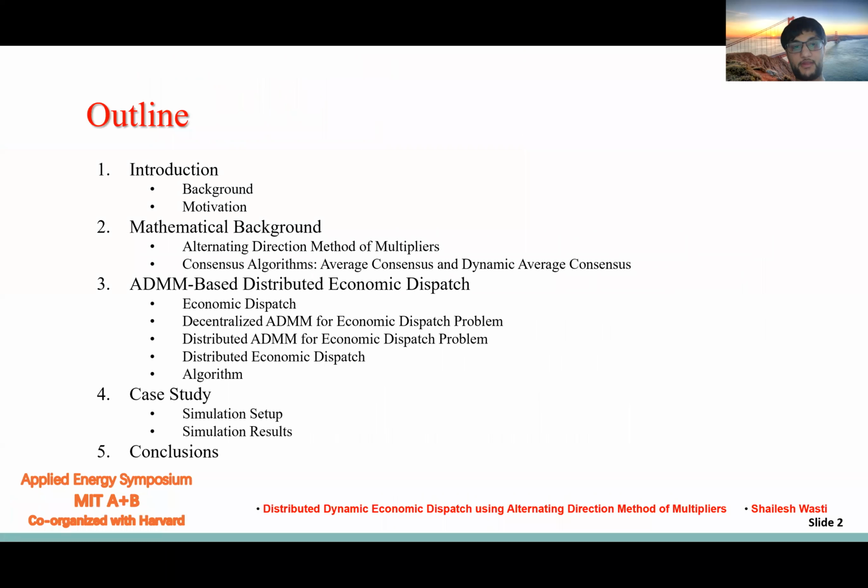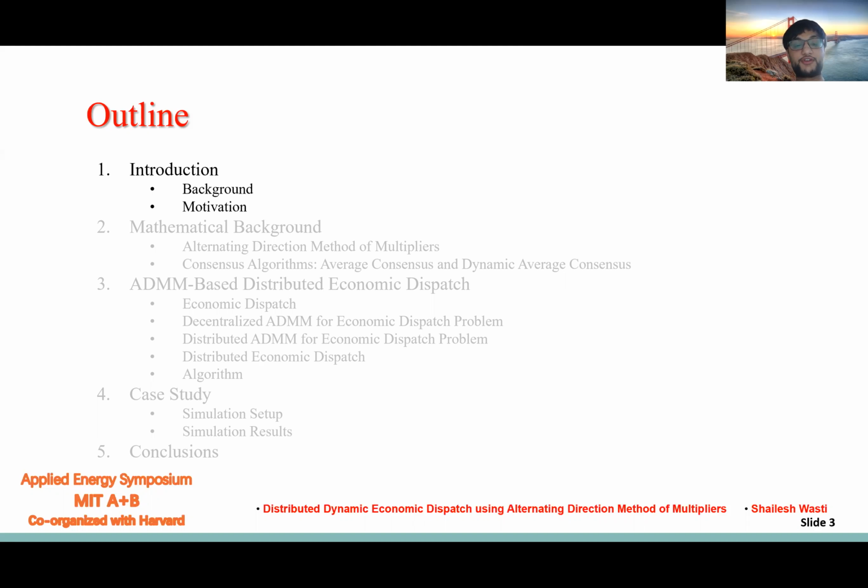Today, I'm presenting on a distributed dynamic algorithm based on ADMM to solve the economic dispatch problem in power systems. So here's the outline. First, I introduce some background and motivation, followed by some mathematical background on ADMM and consensus algorithm. Then I talk about ADMM on different architectures, then some case study and conclusion.